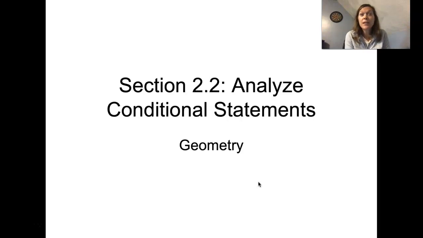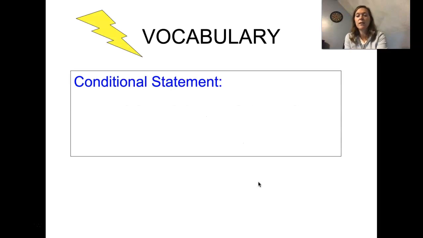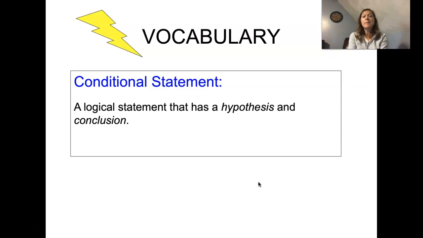So other than just using common sense, we do use different types of thinking in geometry. Well, not different types because you use this thinking all the time, but you may not have names for it. So the first thing we're going to cover today in section 2.2 is what we call conditional statements. You have seen conditional statements before, probably in your science classes, and maybe in other parts of your life. So what is a conditional statement? Please write the following. A conditional statement is a logical statement that has a hypothesis and a conclusion.